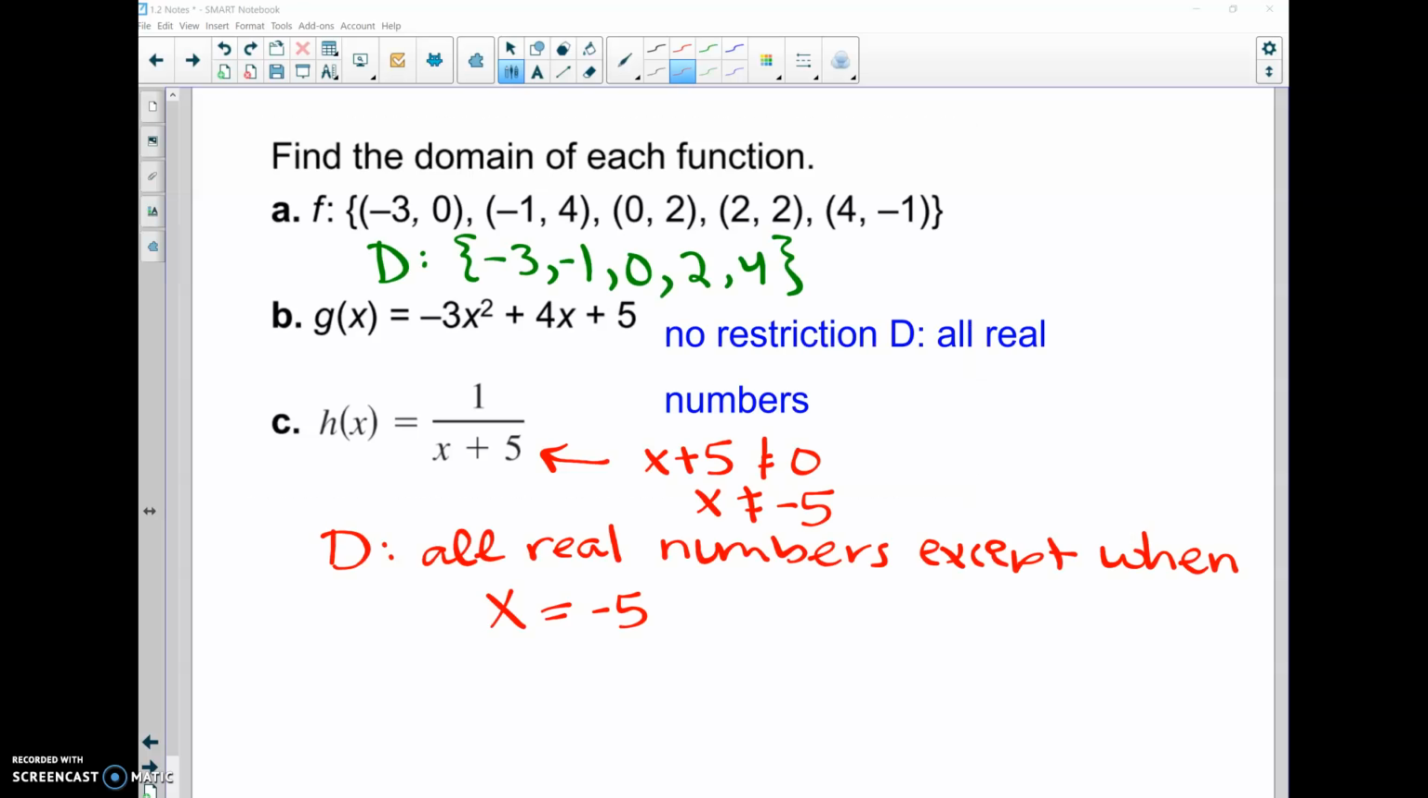All right, here, part A, your domain is the set of all your inputs, your x values. So this is how you would write it in roster method here: negative 3, negative 1, 0, 2, and 4. That would be your domain, those specific 5 values.